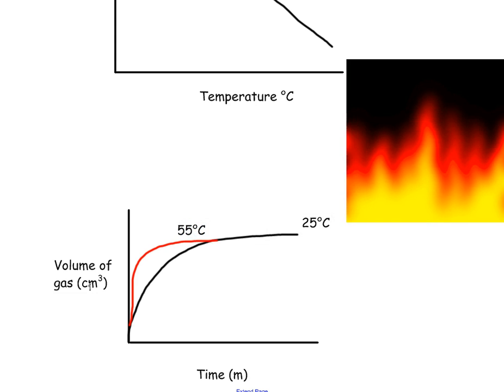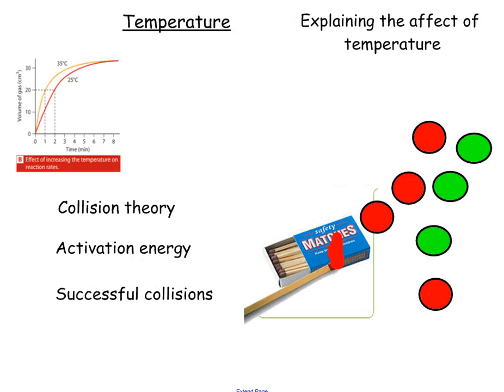To describe it, you just say as the time increases, the volume of gas increases. If you compare it to 55 degrees, the volume of gas increases much faster. And they stop at the same point because both of the reactants have been used up. Fab. Why then?